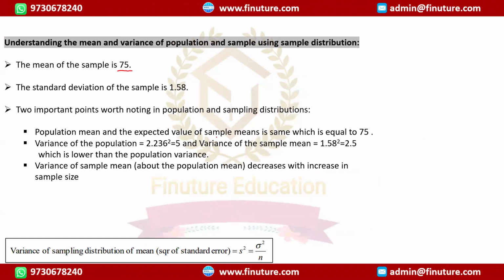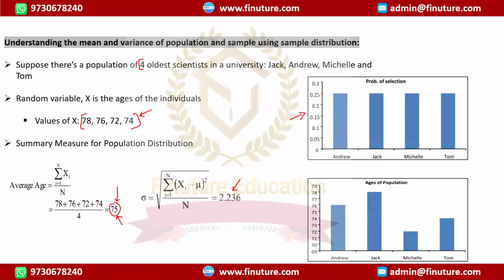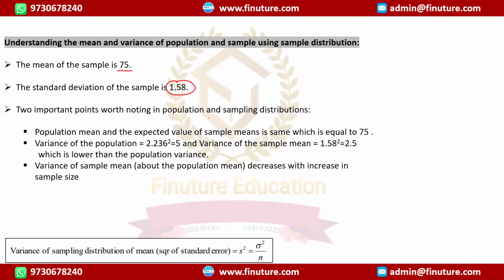So it's 75. Now a very important thing is the standard deviation, which was earlier 2.236, and it went down to 1.58. From this, we can make two important points. We can note them down or just observe. The mean remains the same for both cases, and the variance is lower when you draw samples.